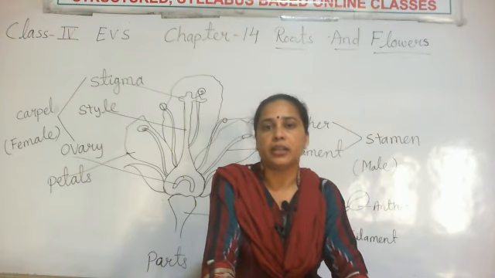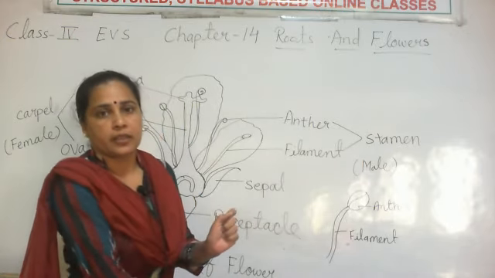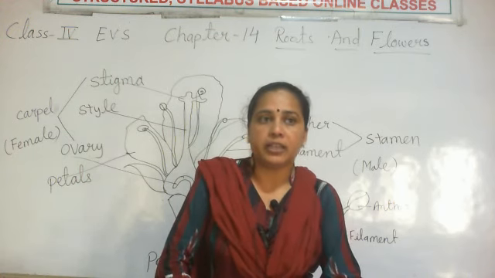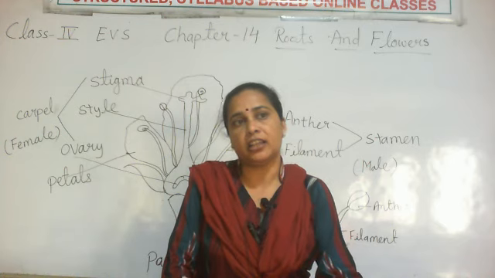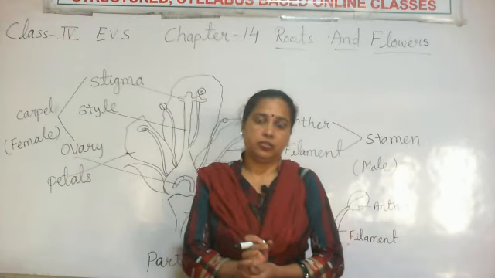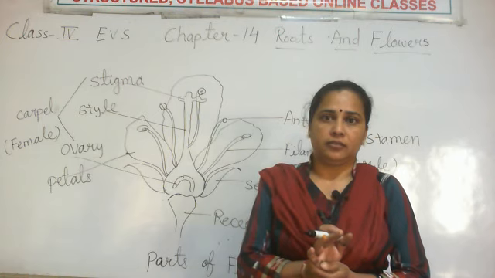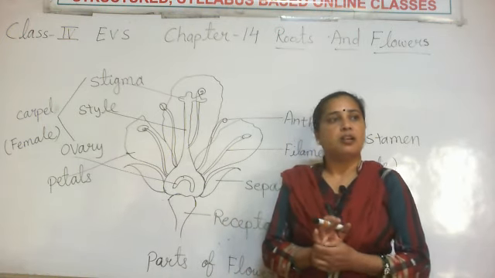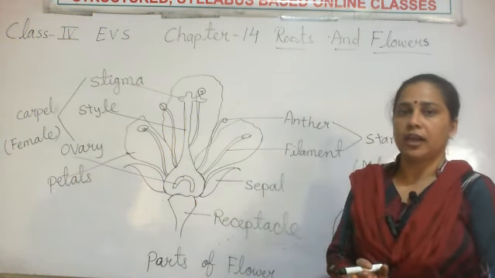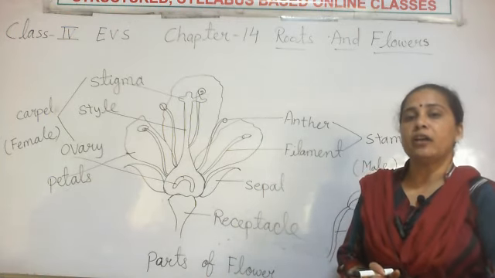And which part is the colorful part of the flower? That is the petal. In the petals we find different colors. So that gives the color of the flower. If the petals are yellow, we say this is the yellow flower. If the petals are pink, we say the color of the flower is pink. If the color of the petals is white, we say the color of the flower is white. Means petals give the color of the flower. And also the petals have fragrance.